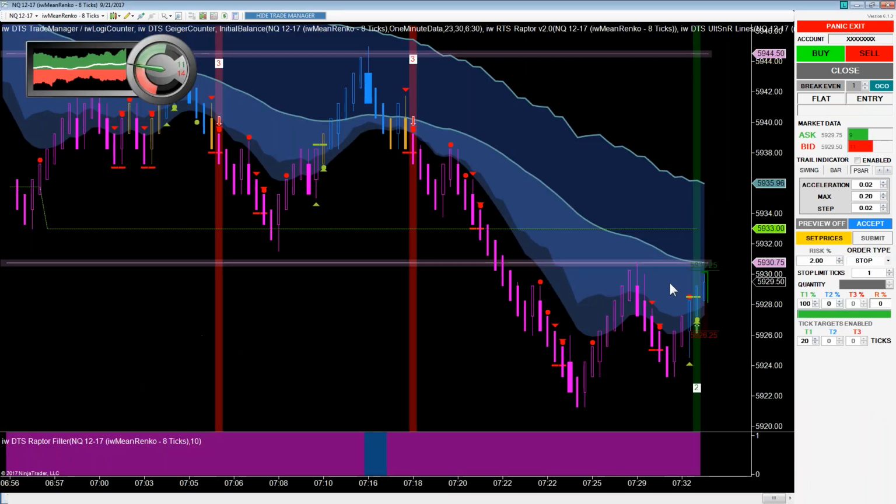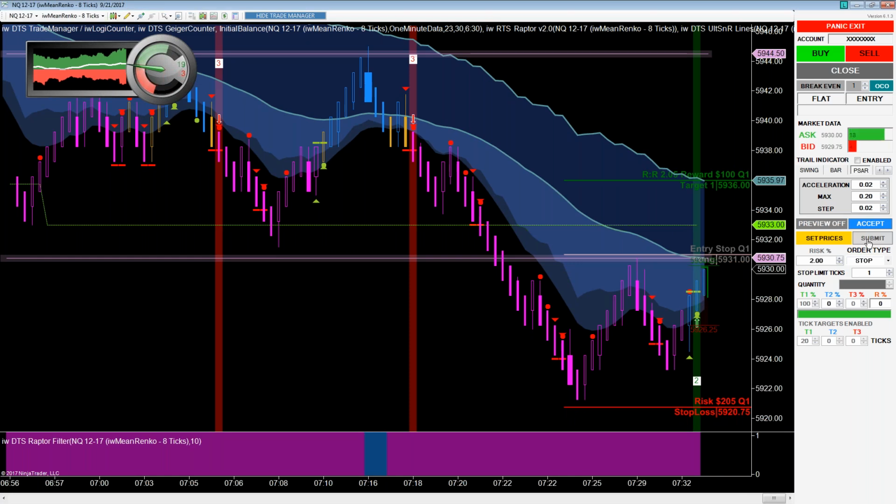Here's yet another number 2 signal, another counter trend. And you know, the only good thing I suppose about a counter trend signal is the risk. You're able to minimize the risk in most cases. And you definitely know when you're wrong.